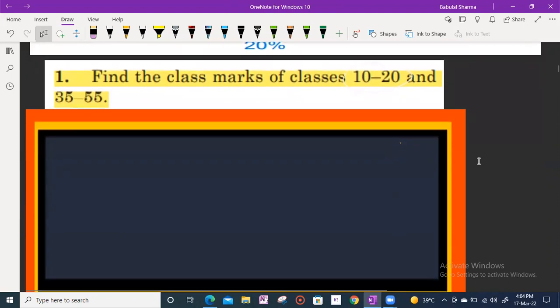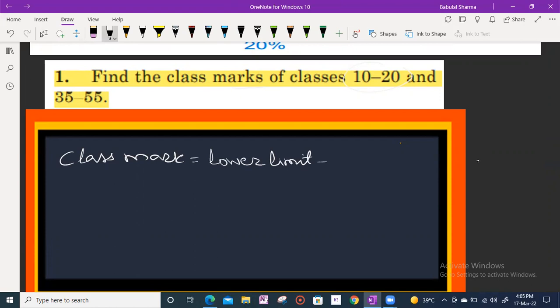So the first question is on your screen: find the class mark of the classes 10 to 20 and 35 to 55. We know that class mark is said to be the mid value of the class, and for the mid value of the class the formula is lower limit plus upper limit of the class divided by 2.